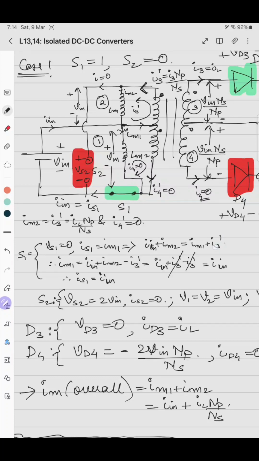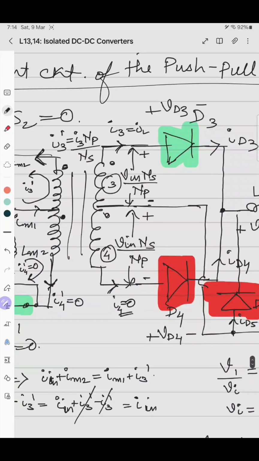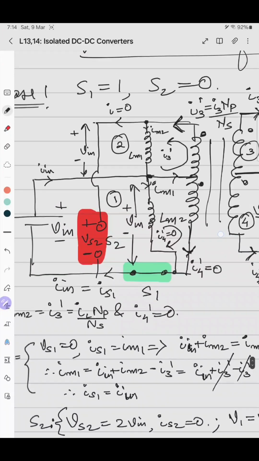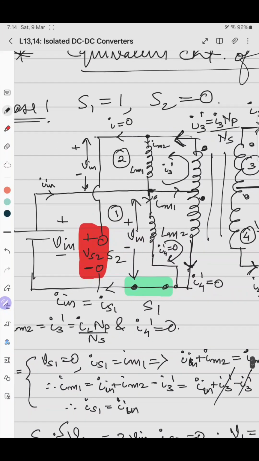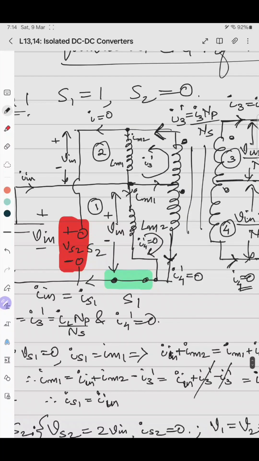And so what happens is, due to this polarity, diode D4 is reverse biased, D3 is forward biased, and thus I4 is 0 and I3 is IL, that is the inductor current. Similarly, I3 dash is induced in the primary, which is I3 into Ns by Np, and I4 dash is 0. And in this LM branch, the flow of I3 dash and I4 dash, irrespective of all the switching conditions, is in this fashion.